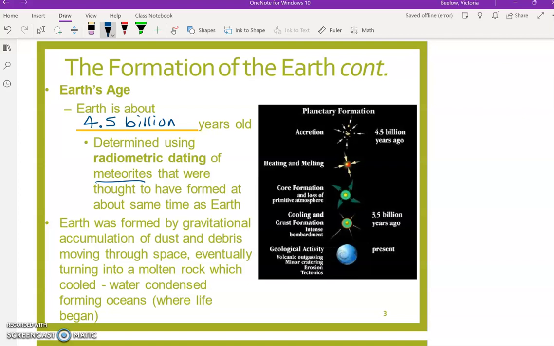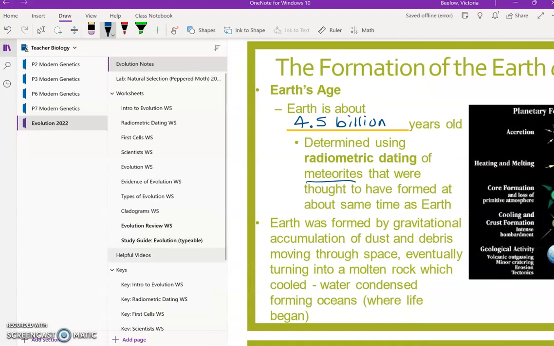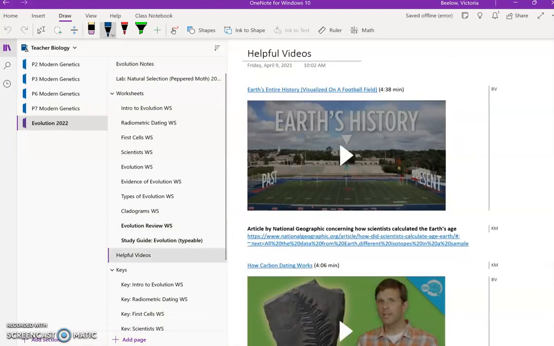Generally speaking, Earth was formed by gravitational accumulation of dust. So in space, particles will clump together, and eventually we get this giant molten rock that eventually cooled. And once that started to cool, we got water that formed, and that was the beginning of our oceans. And that is where all life began, in the oceans.